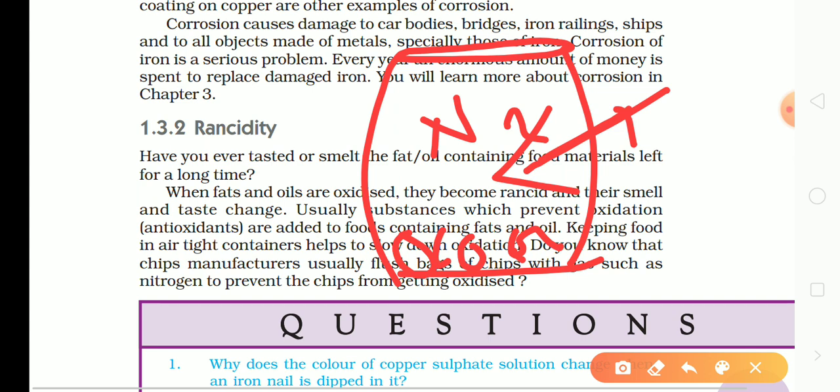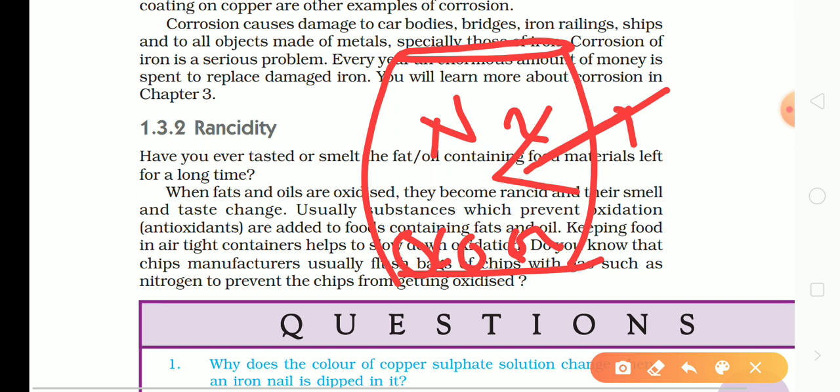Prevention of rancidity. Prevention of corrosion you will study in another chapter, called metals and non-metals. In that chapter you will study how we can prevent corrosion, like painting of iron articles, greasing and oiling of things. You will study those in detail there. Here our focus is rancidity and how we can prevent it.